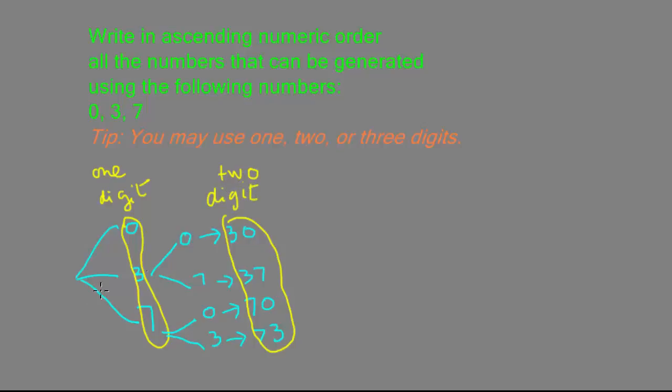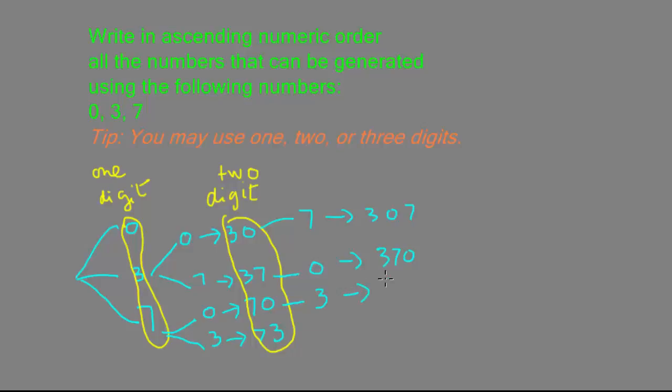Okay, now let's go for 3 digit. If you start with 30, there's only one way. You can go 7. So the number is going to be 307. With 37, you can only go 0. That gives you the number 370. If you get 70, you can only go 3.